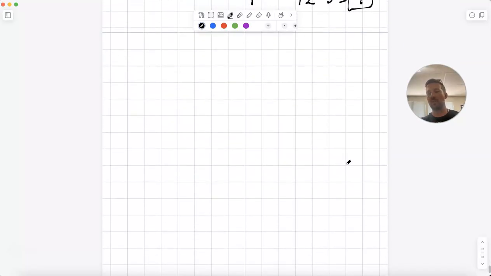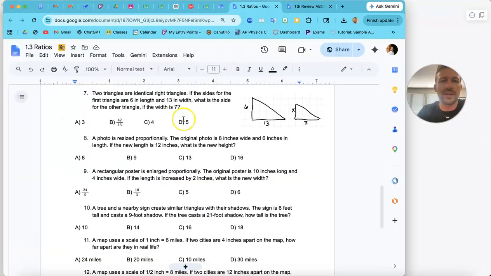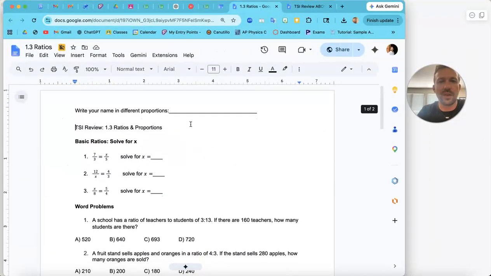Now let's set them up in some word problems that will more accurately represent what you're probably going to see on the TSI. I feel like you can probably do the easier ones here. This is my ratios ones. Give me one second.